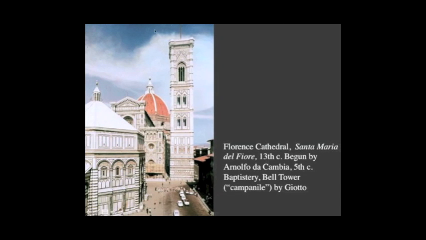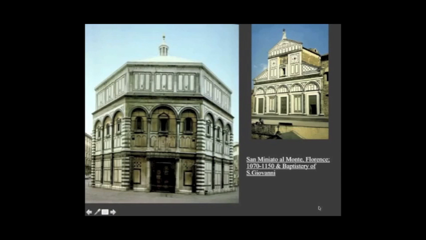This is the bell tower, the campanile of the church, built by the great artist and architect Giotto. And here, right in front of it, we have a baptistry that is Romanesque and that is probably built over an old Roman temple to Mars. At least many accounts say that.